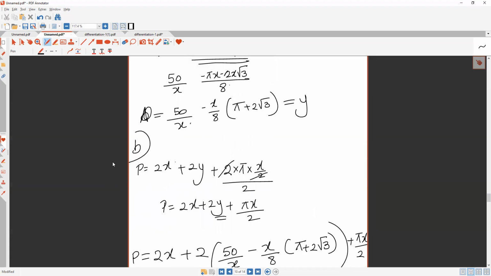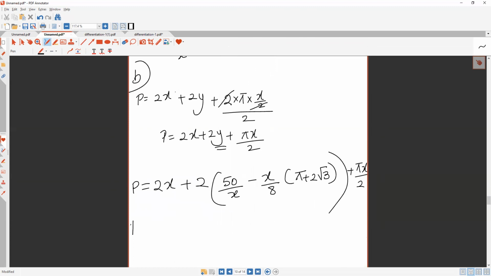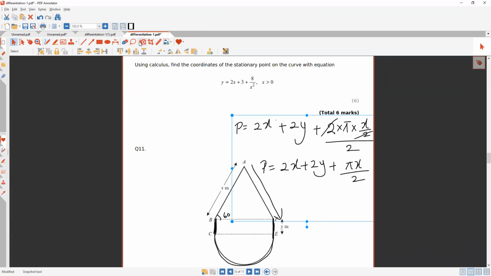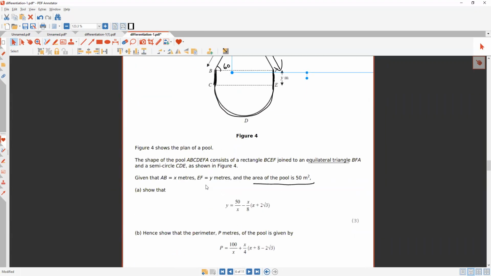Okay, now open the bracket. So 2x plus 100 by x minus 2 ones are 2, 4 twos are 8, x by 4 pi plus 2 root 3 plus pi x by 2. Now what to do in this case? Let's see. X by 4 is common.